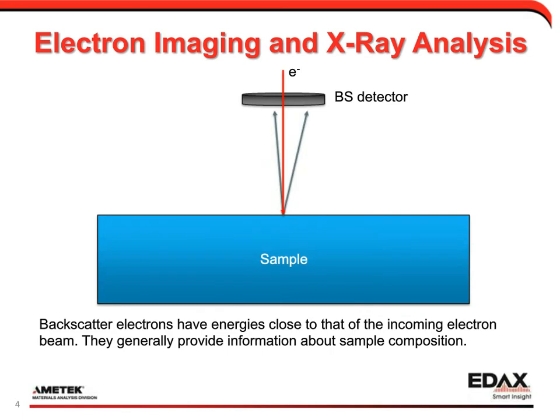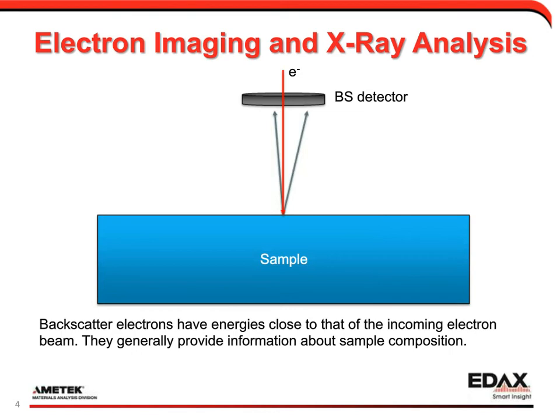The reason we insert the backscatter detector right above the sample is that backscatter electrons typically come back quite close to the incoming electron beam. So we need to be close to the incoming electron beam to actually pick them up. But backscatter electrons will primarily give us information about the sample composition.